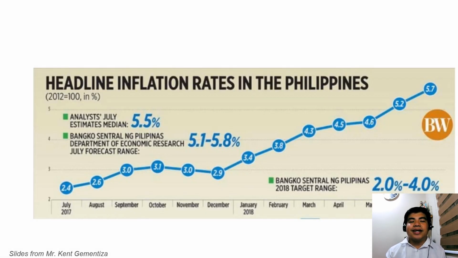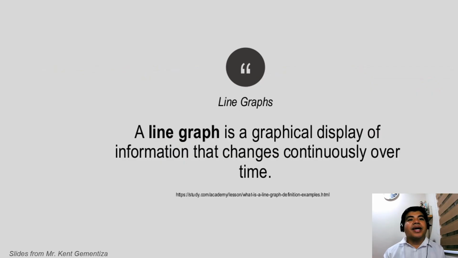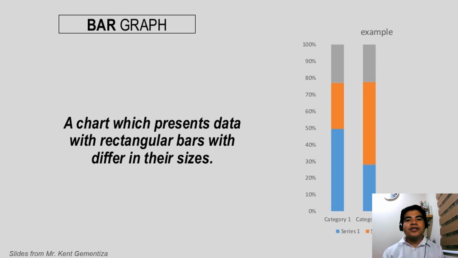Like this. This is an example, a headline inflation rates in the Philippines. So you can see the trend, or you can see the pattern in which they may be ascending and descending depending on the data to be plotted or represented. A line graph is a graphical display of information that changes continuously over a period of time. Now, let's proceed to the next kind of graph, which is a bar graph.